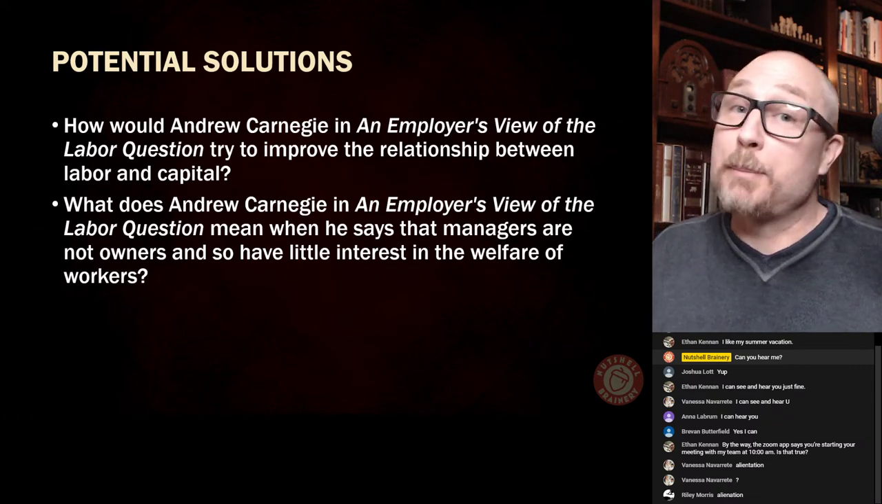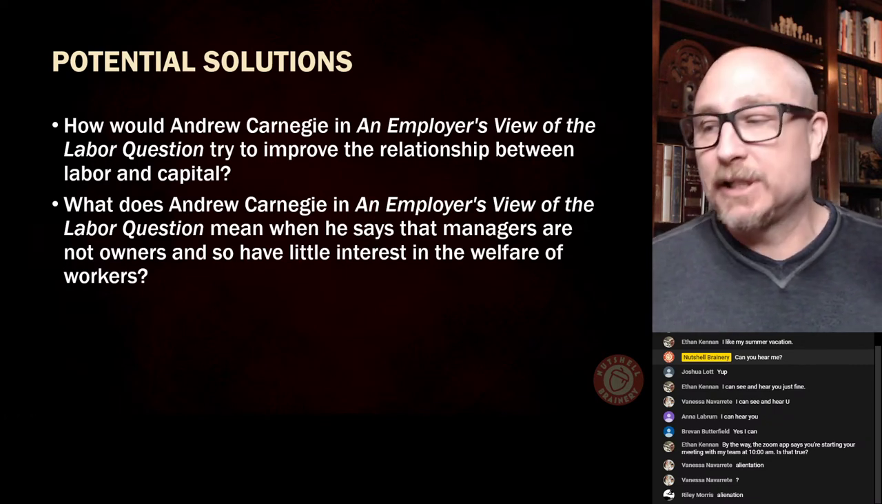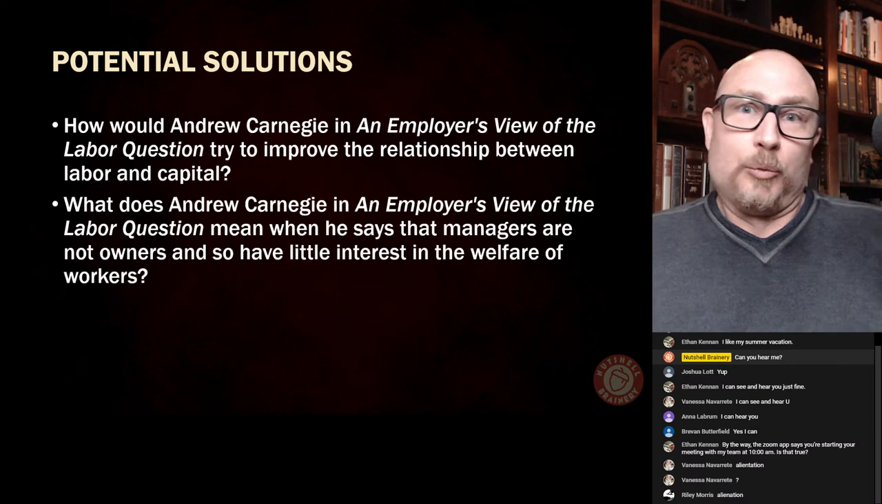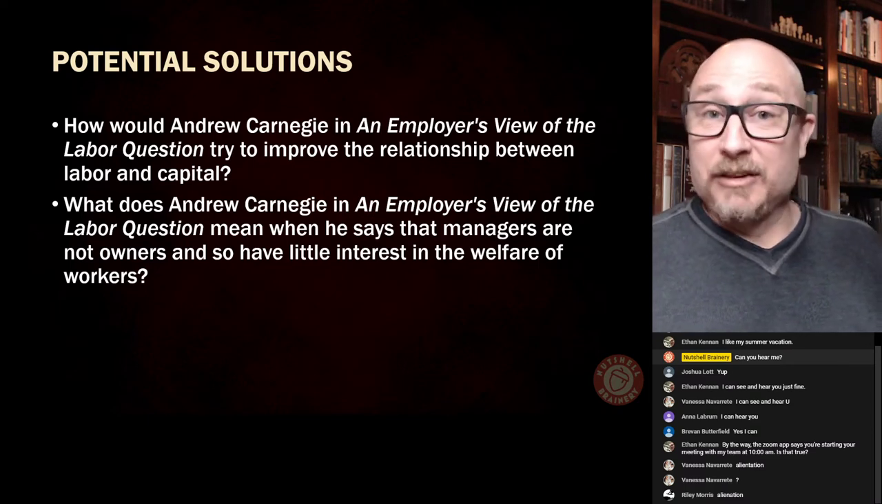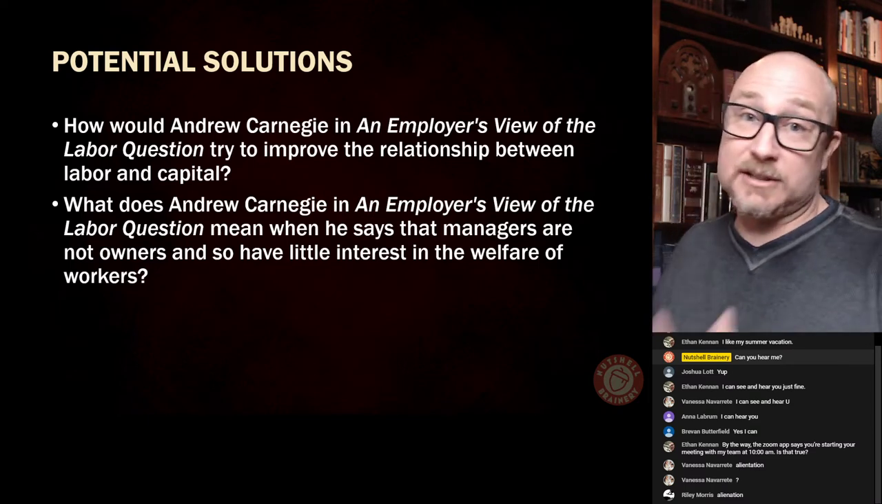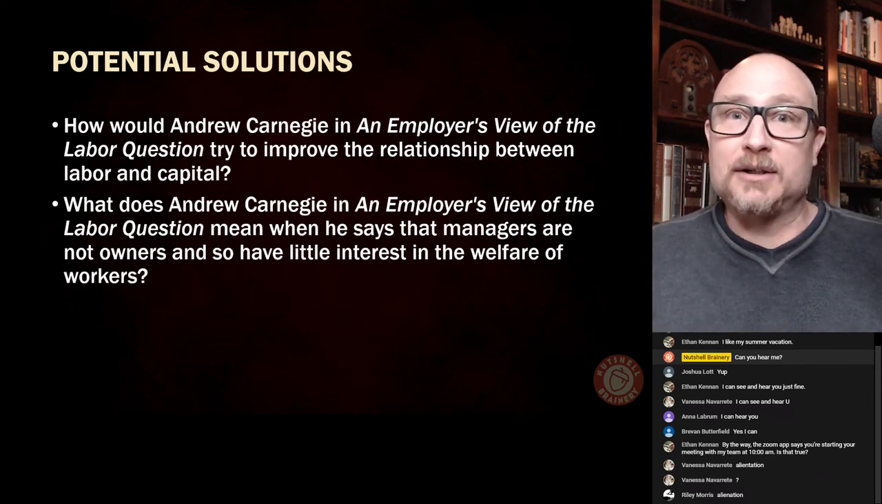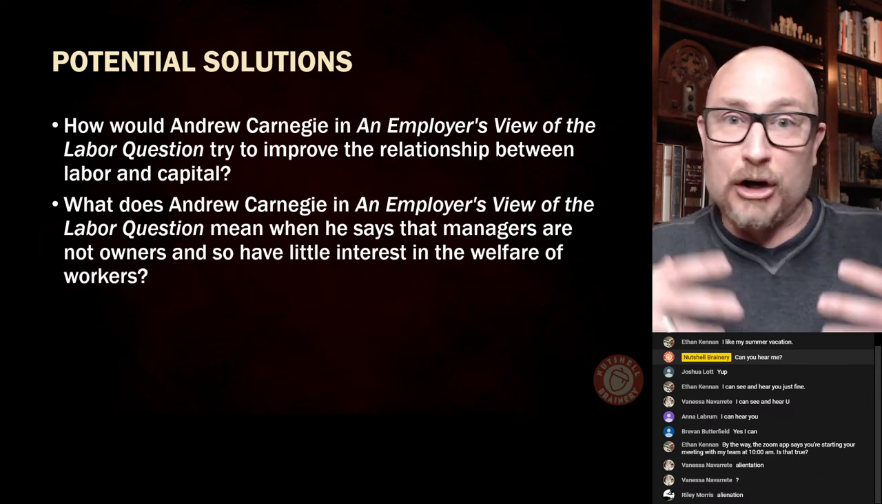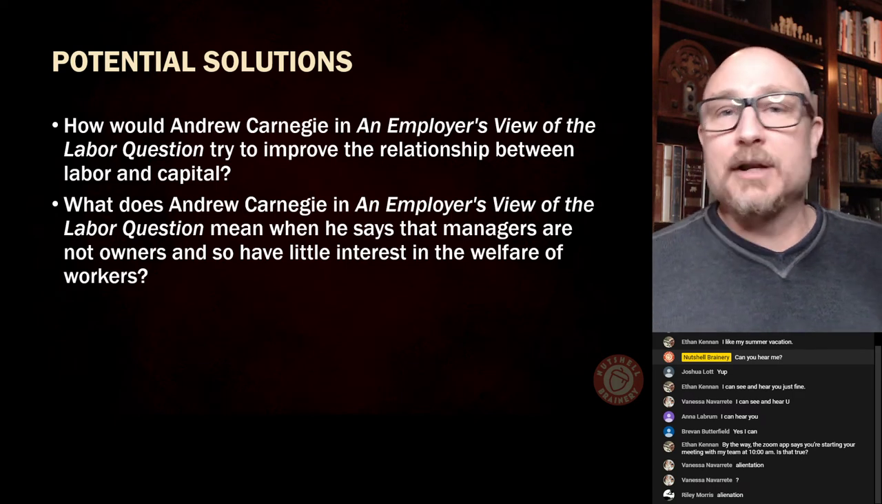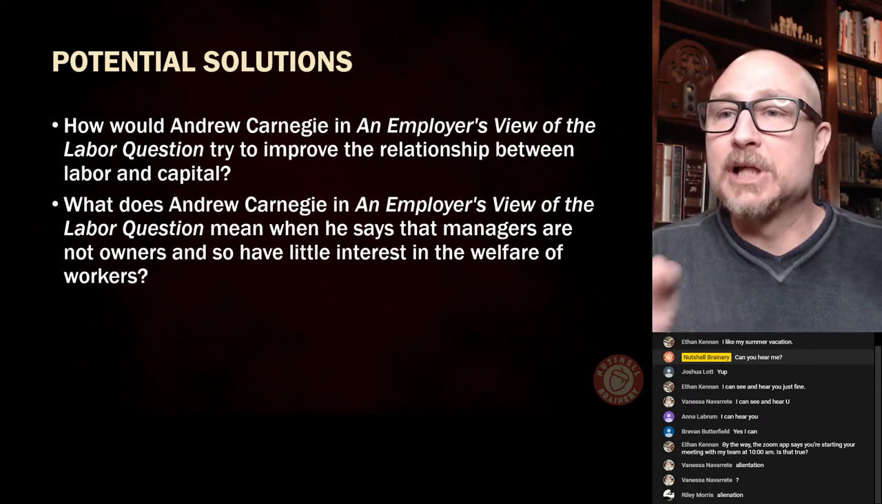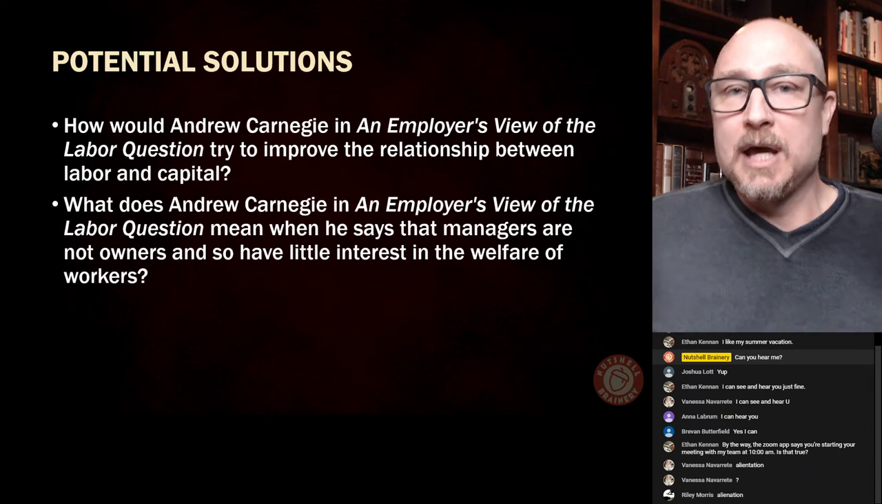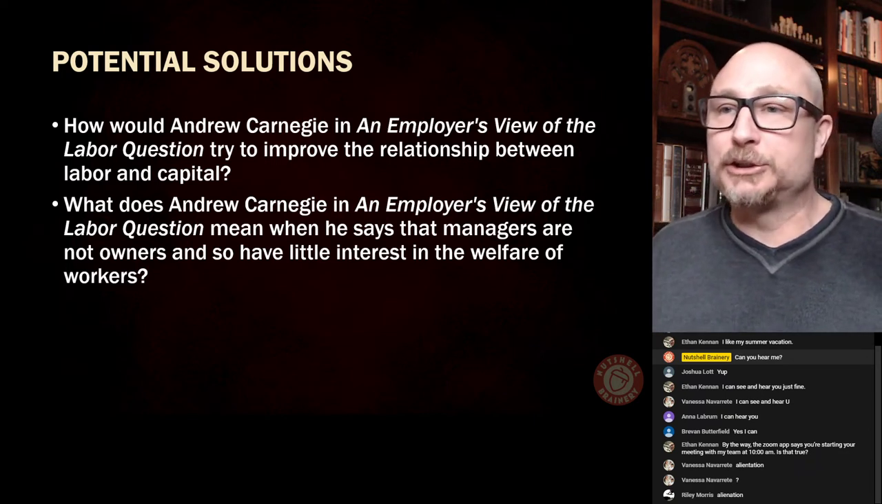All right. Remember, we talked about some potential solutions to these problems. We're not anti-capitalist in this class. We're also not anti-socialist in this class. We are, just like Potter says, a blend in our own world, and we're trying to find the best possible solutions. Well, Andrew Carnegie had some solutions.